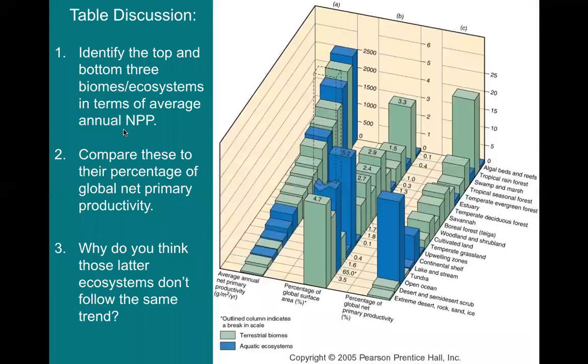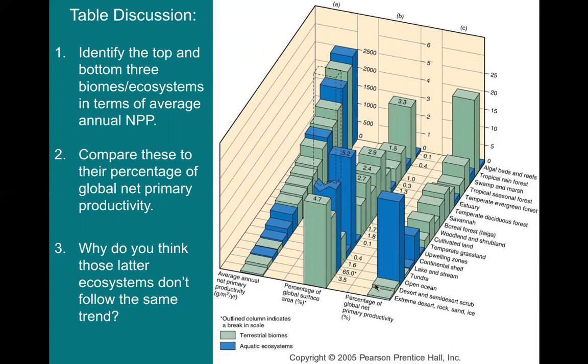Okay, so we can compare productivity in lots of different ecosystems here. So first, I want you just to identify the top 3 and the bottom 3 ecosystems in terms of average annual net productivity here. And then when you find those, compare them to the percentage of global net primary productivity. So this is sort of on their own, what's their productivity like? And then what is their productivity as a percent of the global total? And you might notice some interesting trends here. You can pause, think for yourself, and then unpause.